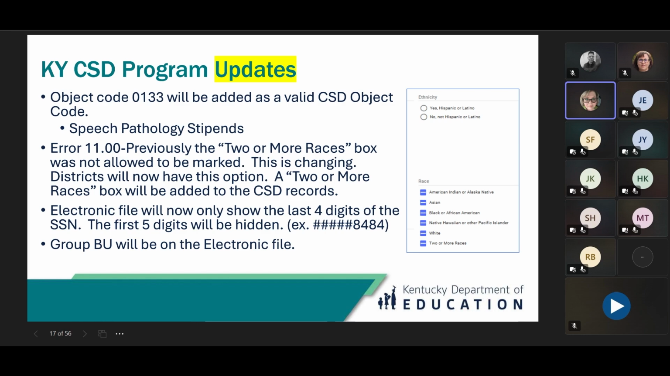The next bullet says the electronic file will now only show the last 4 digits of the Social Security number. Again, this is to hide private information for employees. Everything will be hidden except for the last 4 digits of the Social Security number. And the Group BU will now be on the electronic file.